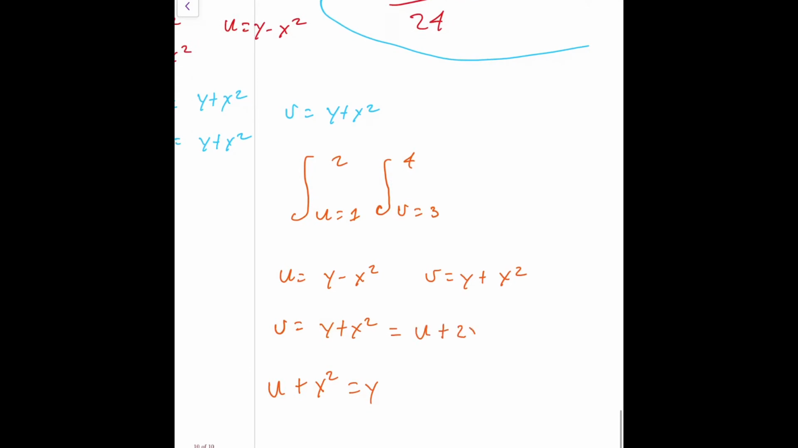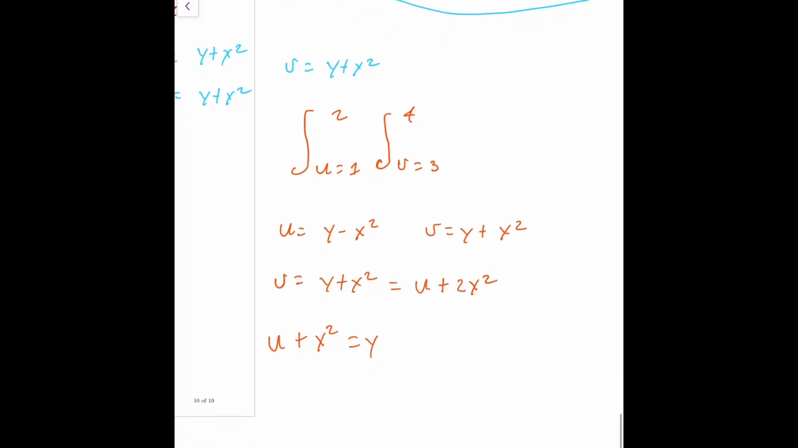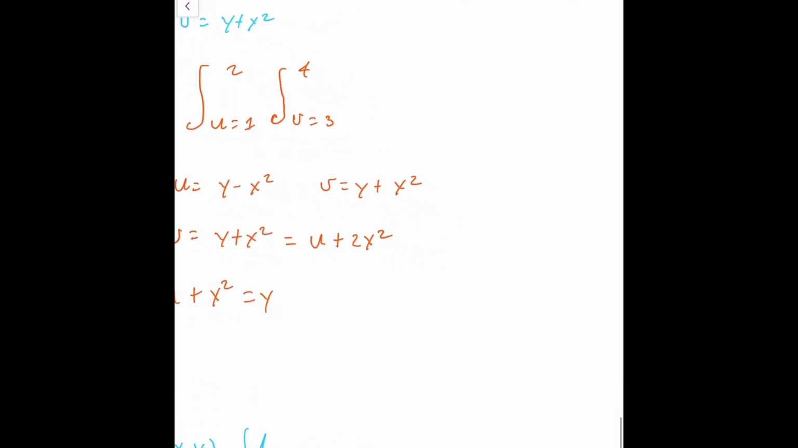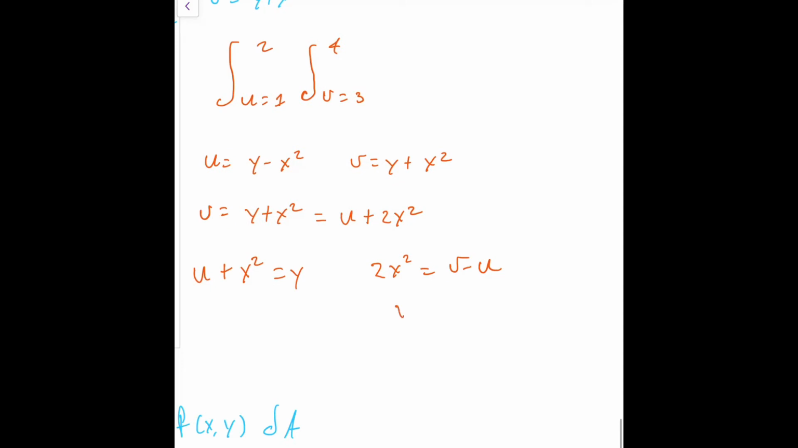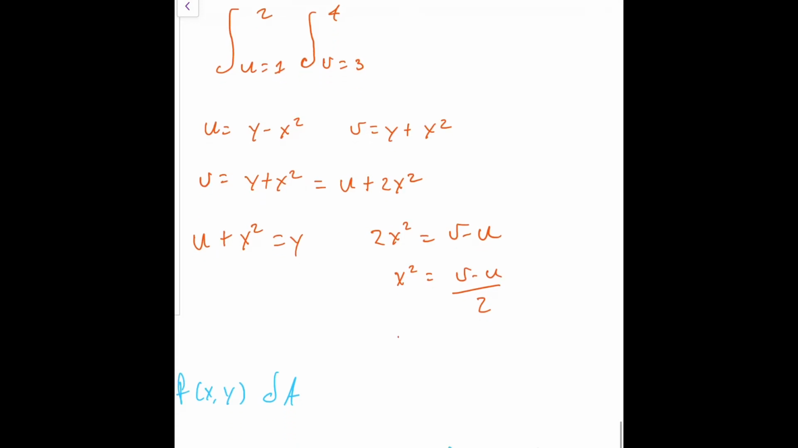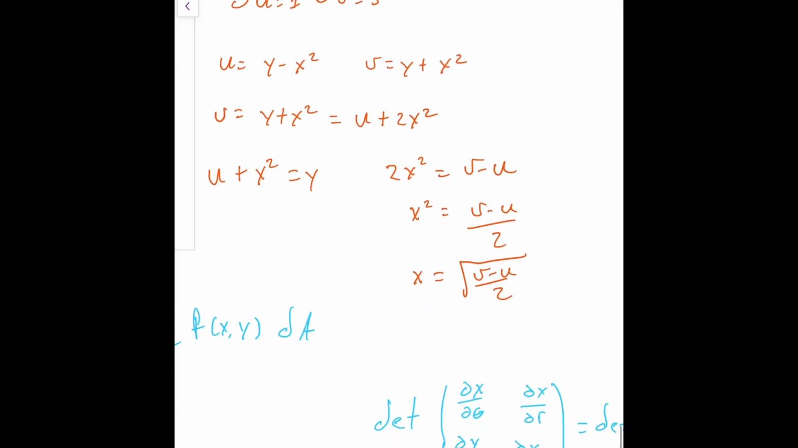So this is equal to u plus 2x squared. So what this tells me then is 2x squared is equal to v minus u, or x squared is equal to (v minus u) over 2. And then we only care about positive x's in this problem because we're in the first quadrant. So x is equal to the square root of (v minus u) over 2.